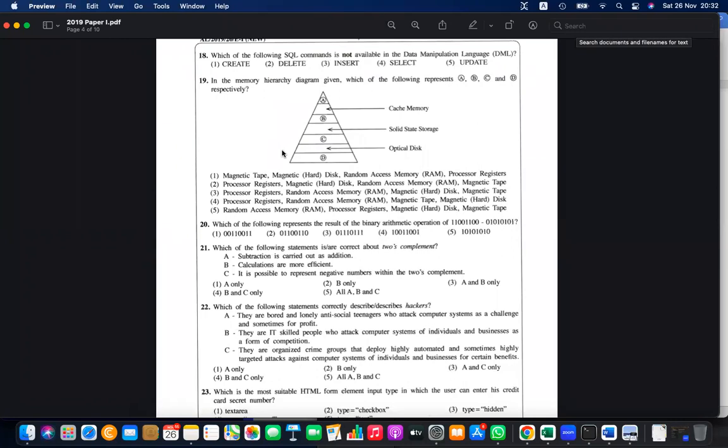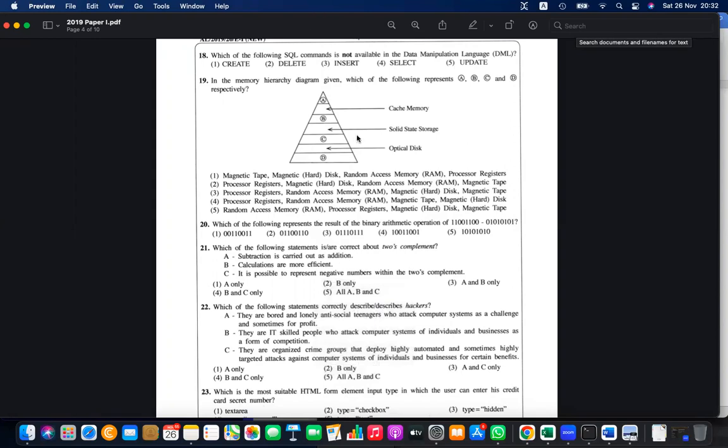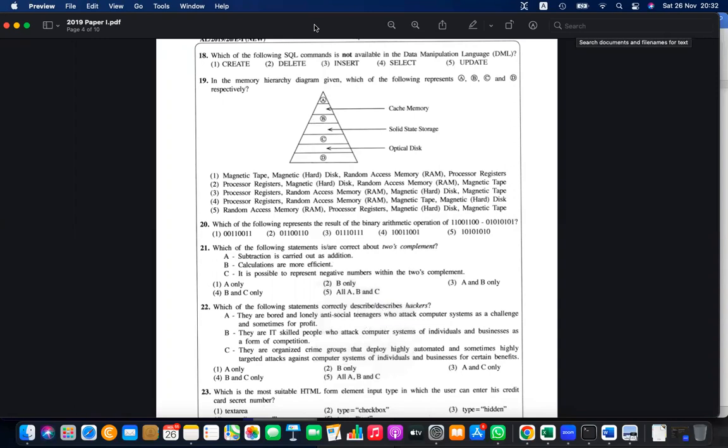In the memory hierarchy, this is a common question in most of the papers, coming in different formats, right? So please be ready for this question this year also, because it comes in different formats. Not necessarily the pyramid, but a related question will come in this year's paper also. So it can be with or without the pyramid, but a related question will come.